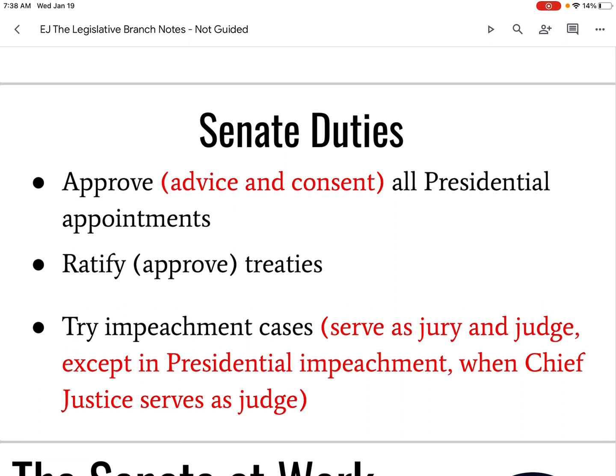The Senate serves as jury and judge in all cases except the president. So remember, impeachment doesn't just happen with presidents either. It can happen with other political positions as well. The only time that it's kind of special is with that presidential impeachment, though. And that is, they do not serve as the judge then. They just serve as jury, and the Chief Justice of the Supreme Court comes over and serves as judge.